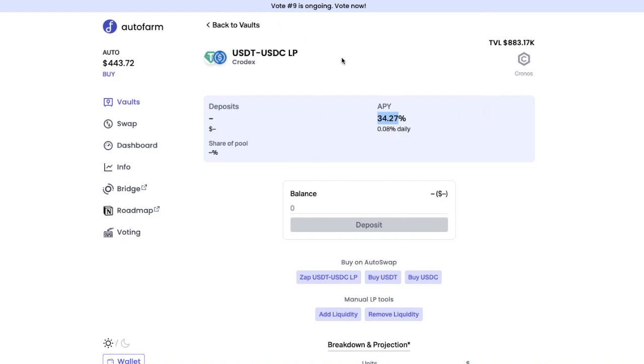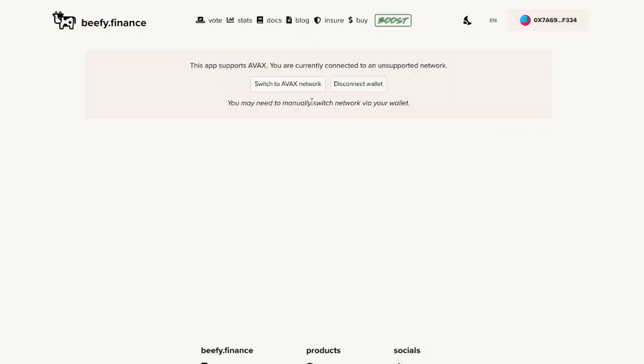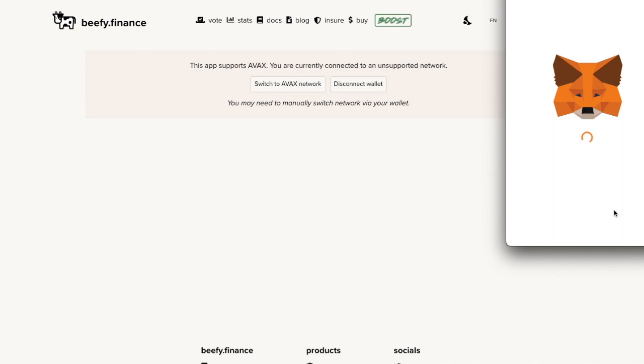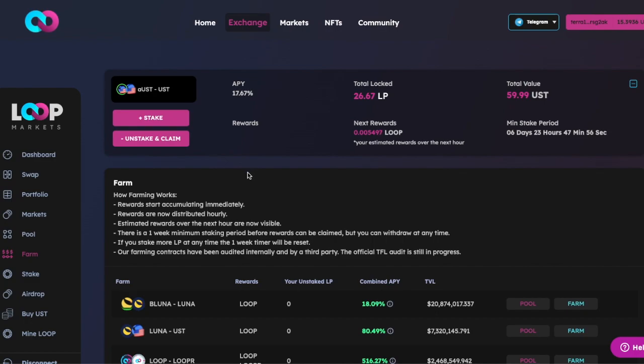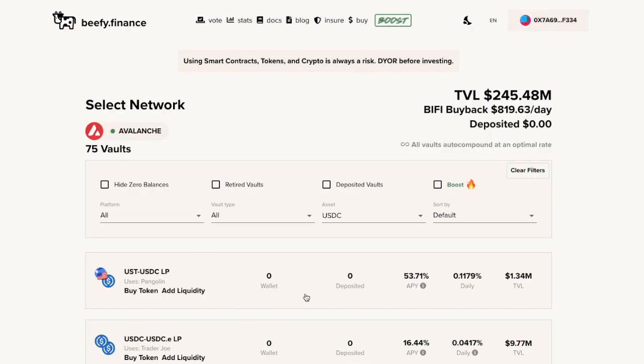Again, these things keep changing. So 34% today, but as soon as more and more money comes into this protocol, this will reduce. So you got to keep switching, you got to keep moving, say, to Beefy.Finance. If this doesn't make sense, then go somewhere else. Right now, most attractive is Beefy.Finance, of course, and Loop is also quite attractive. I have not done the Beefy.Finance one yet. I'll have to do it. I don't have UST on the Avalanche blockchain, so I've not done it yet.